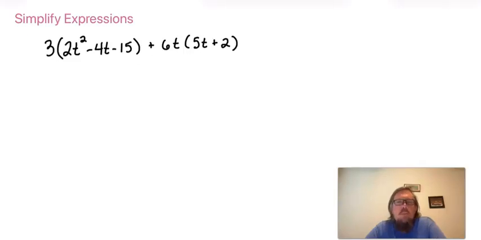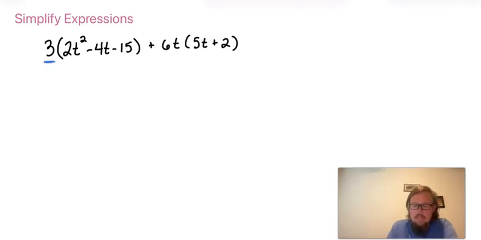In our previous problem, we did a monomial multiplied by a polynomial, and then that was the end of the problem. In this one, we're going to do a monomial times a polynomial, and then we're going to have some like terms to combine. So this one's going to have a couple of steps to it. The first step is still the same. We've got some distributive property to do.